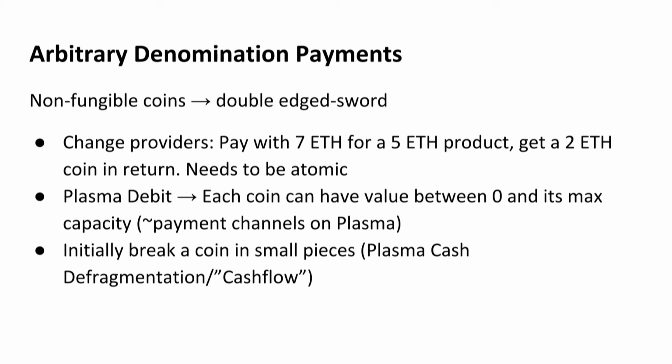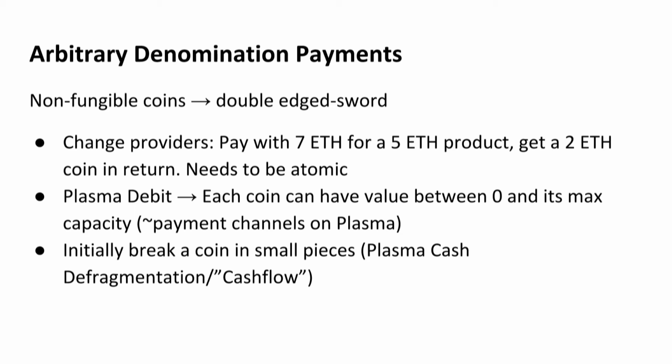And in order to get this change in return, you need some notion of atomic transaction, so that the operator includes a transaction that sends you 7 ETH, but it also includes another transaction in which you send 7 ETH and you receive 2 ETH. So you need a construction that is able to do that.